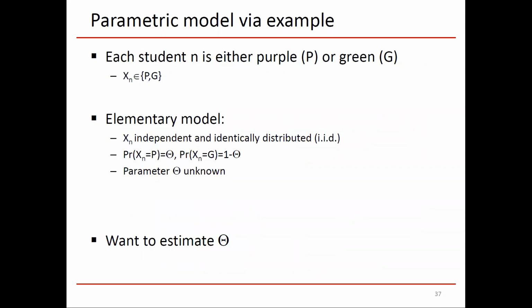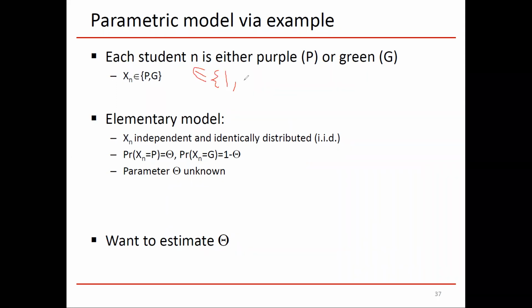So here's an example for a parametric model. Imagine that a student, we have capital N students, and student number n is from 1 to capital N, is either purple or green. And I'm specifically making this up because we all know that students are not purple or green. So this is a completely fictitious example, okay? So once again, I just want to emphasize that n, the index, is a member of the set 1, 2, up to capital N. Capital N is the number of students.